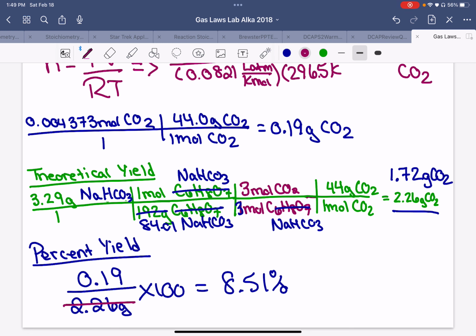So we're going to replace this bottom number with 1.72. And 0.19 divided by 1.72 times 100 tells me I only produced 11.04% of my gas total. And that could be lots of things. It may have been that you chose an Erlenmeyer flask that was too big, and so not all your CO2 came up into your balloon. Carbon dioxide is also readily dissolvable in water. That's where we get into the carbonic acid and the problems with the oceans. And that's also a possibility as well.